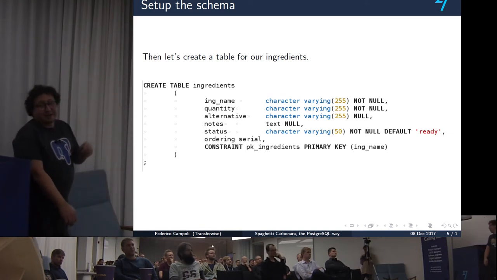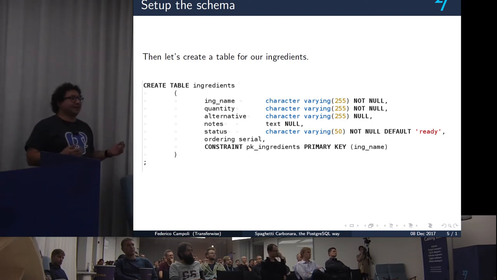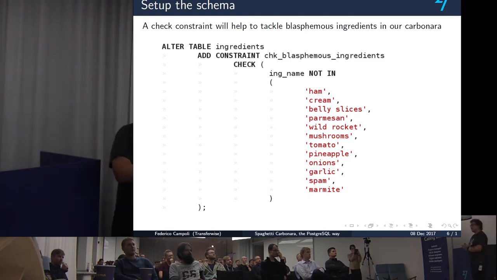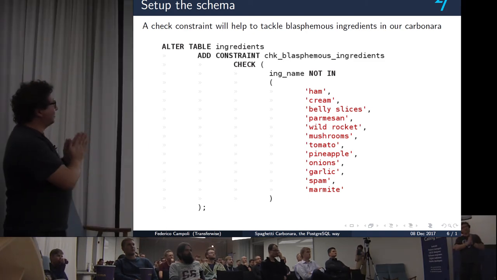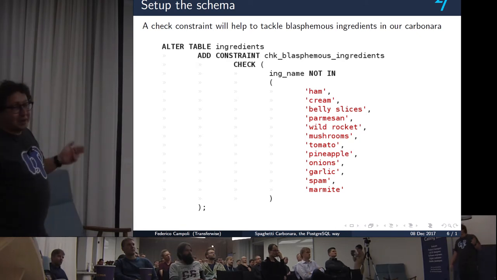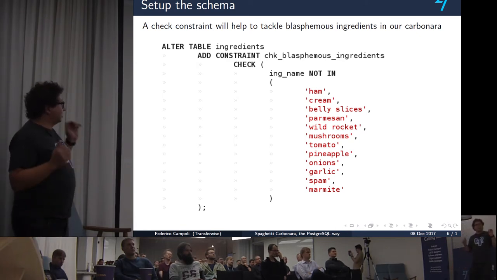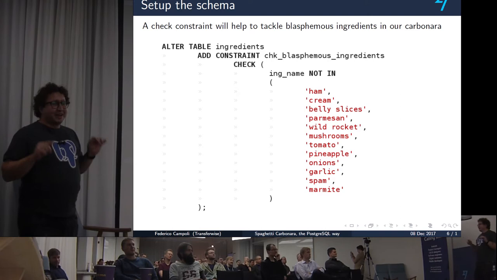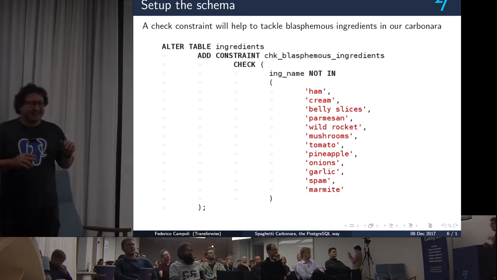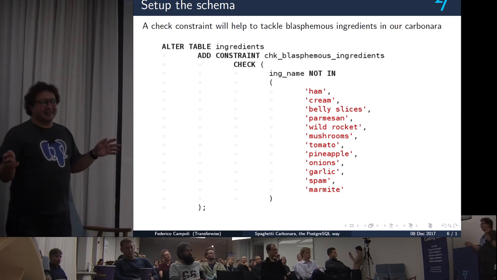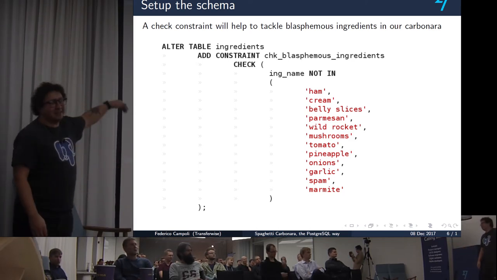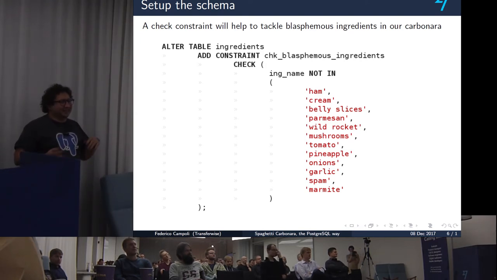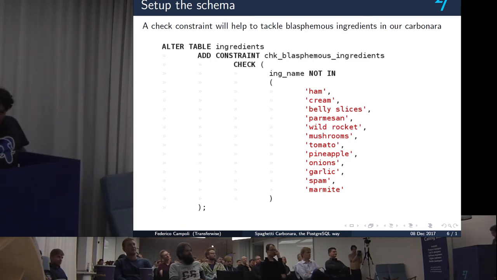the ingredient name. But it's very dangerous to have this table without any check against the blasphemous ingredients. So let's put a check constraint to avoid things like ham, cream, belly slices, Parmesan, wild rocket, mushroom, tomato, pineapple, onion, garlic, spam, and marmite. I've seen all these ingredients used in carbonara. So probably any Italian listening to that will want to expand this list. Or maybe it should be some sort of white list instead of a black list. So let's stick just to the correct ingredients.